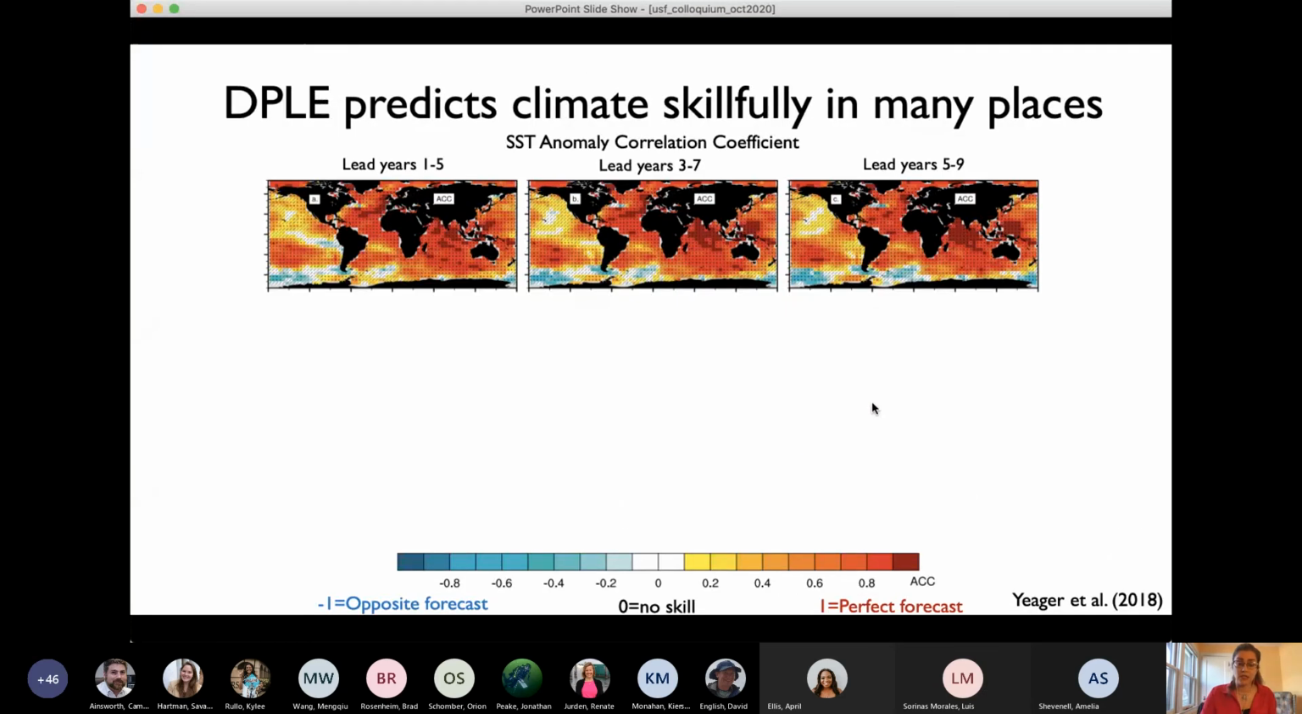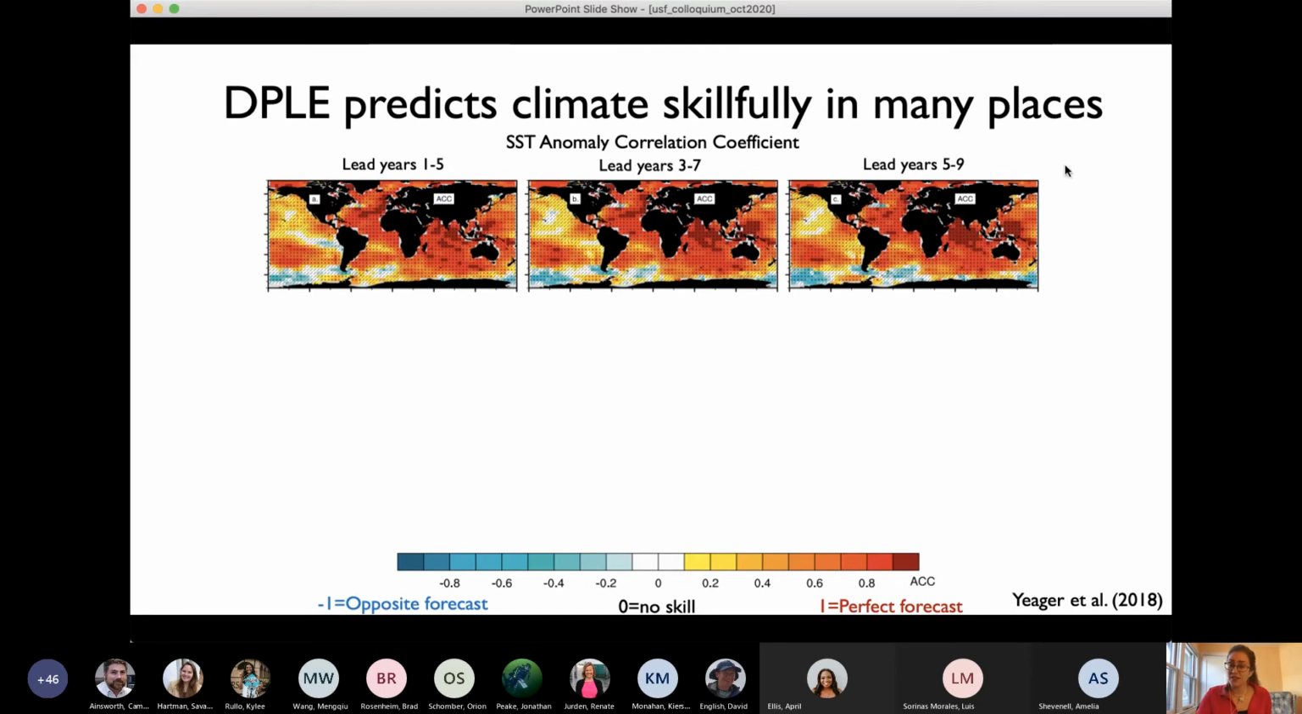And it does have skill. Right here, I'm showing you the skill in the Decadal Prediction Large Ensemble, a quantity known as Anomaly Correlation Coefficient, ACC. Where it's red, that means good, you have skill compared to observations. These are on lead years, like 1 to 5 years in the future on average. So this is a 3-year lead. Here's a 5-year lead. We're averaging from 3 to 7 and 5 to 9. If you have an ACC of 1, that means you perfectly matched what occurred. 0 means you have no skill, and blue is even worse. You're doing the opposite of what occurred.